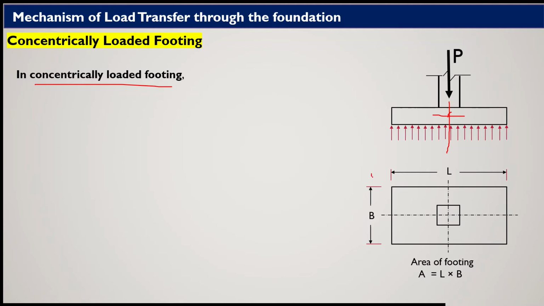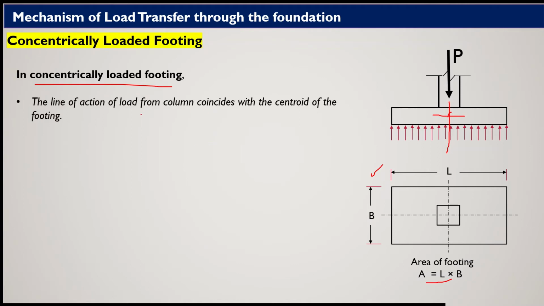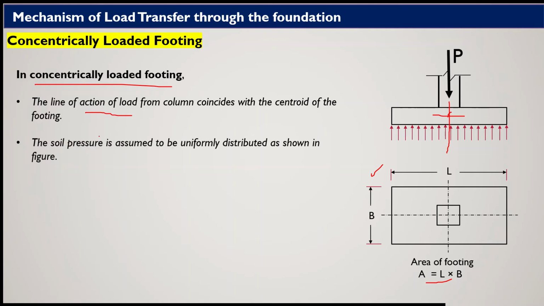So it may be a rectangular type of footing or a square type of footing. We can find out the area of the footing by multiplying both the dimensions, whether it is square or rectangular. So what we want to say here is, the line of action of the load from the column coincides with the centroid of the footing. Soil pressure is assumed to be uniformly distributed as we have shown in the figure. Now this pressure is uniformly distributed, it is just like a UDL.